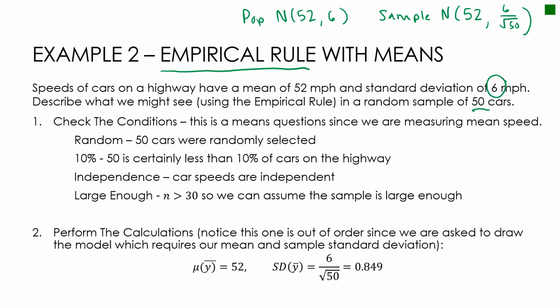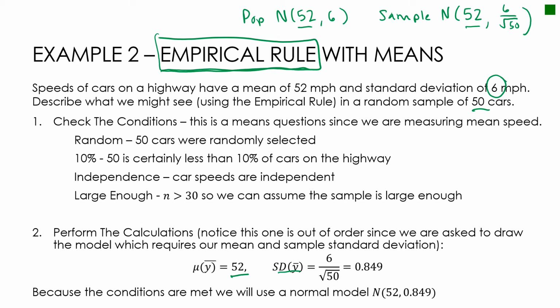So now what? Now I'm going to do the calculations. And again, last time I looked at the picture first and then the calculations. This time I'm doing it out of order, since my answer is the picture of the empirical rule. So my mean of my sample is 52, which we already talked about up here. The standard deviation of my sample is the standard deviation divided by radical n, which is 0.849. So notice I write my sentence that says, because the conditions are met, I will use a normal model, N(52, 0.849).